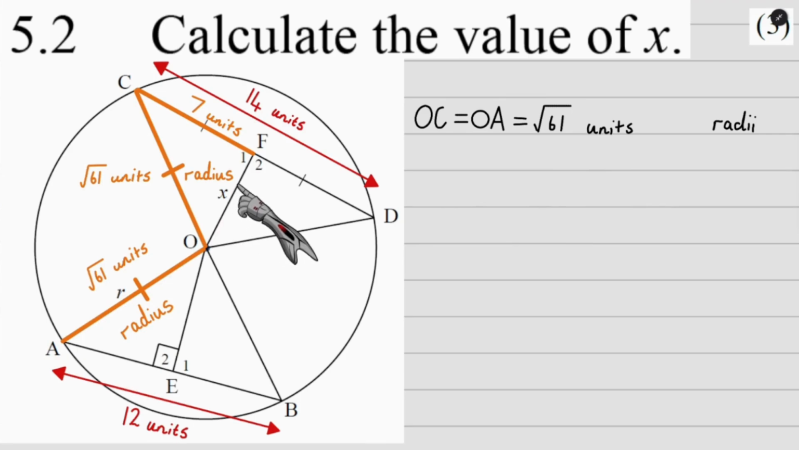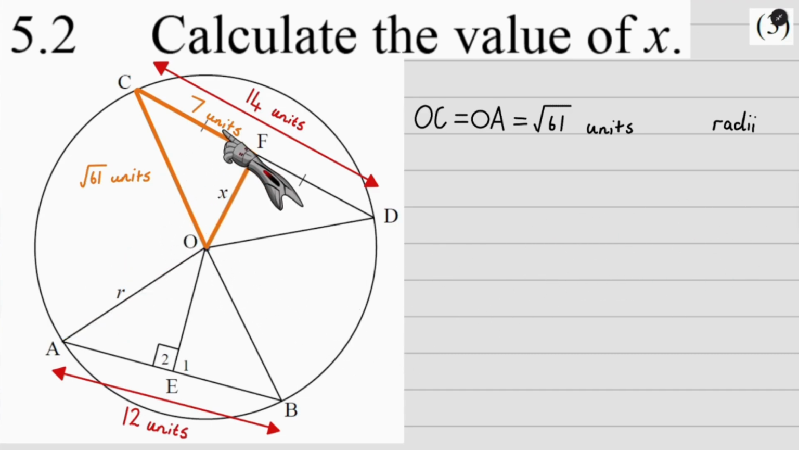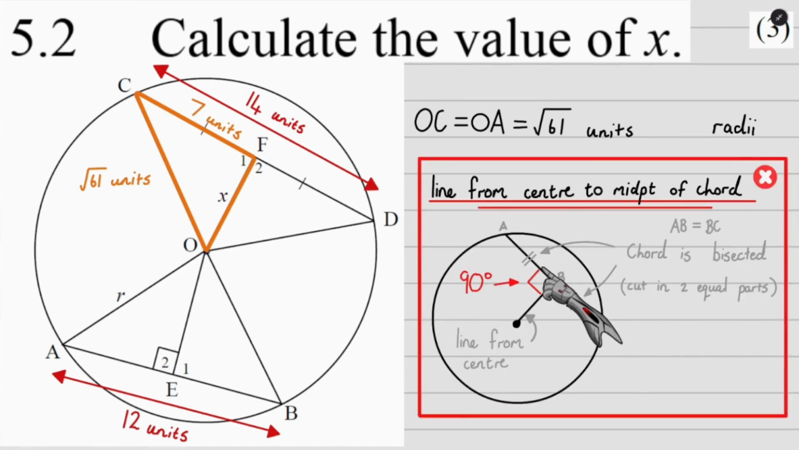Now I'm ever so close to getting x. I can use this triangle, but there is a problem. I want to apply Pythag over here, but I can't because I don't see a 90-degree angle. So I'm going to have to use the following Euclidean theorem to bring that 90-degree angle into the picture. It's called line from center to midpoint of chord. If I've got a line coming from the center that goes to the midpoint of this chord, aka the chord is bisected, then I can conclude that this little angle here is 90 degrees.